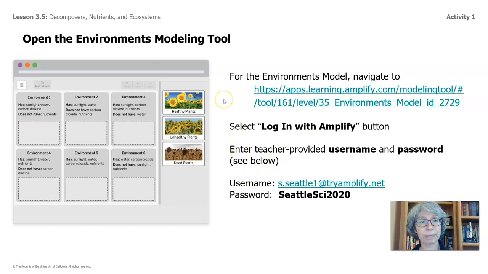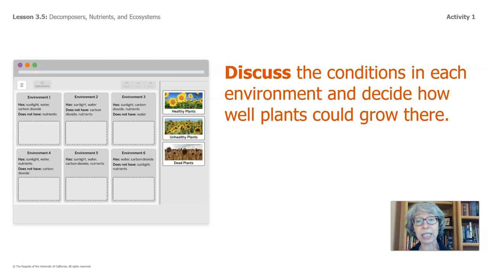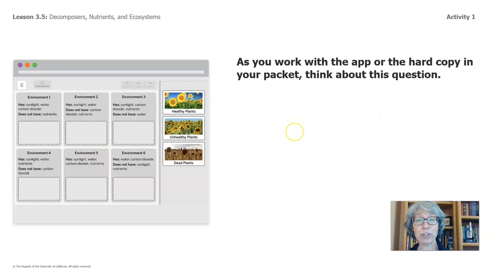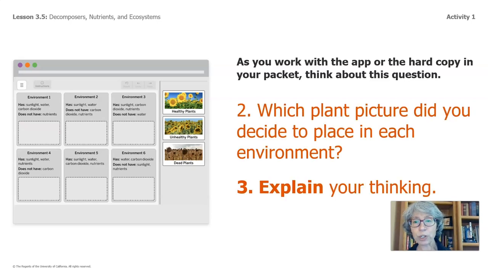All right, let's get started. I'd like you to discuss the conditions in each environment and decide how well the plants could grow there. On the app, you can drag these pictures into the different environments. If you don't have the app and you're using your packet, you can cut the different plant pictures out and place them in the environments. As you work with the app or the hard copy in your packet, think about this question. Which plant picture did you decide to place in each environment? Explain your thinking. Why did you put them in the different places? You can pause the video and work on this, and I'll see you in a bit.